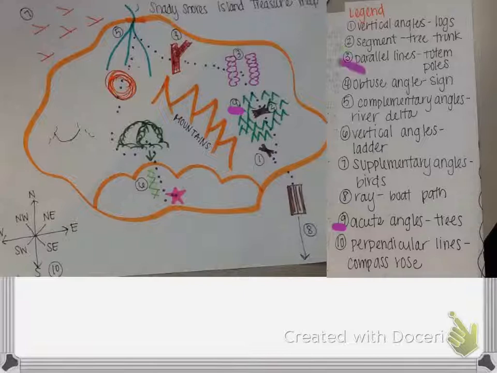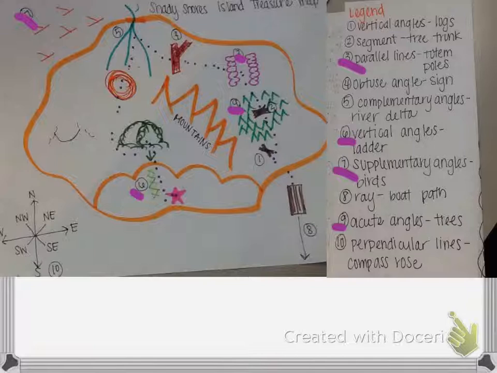Number 3, parallel lines, are my totem poles. Right here on number 3, I have totem poles that look like parallel lines. Number 7, supplementary angles, birds. My birds up here, even though they don't really look like birds, I'm calling them birds. They're my supplementary angles. You can be creative in your drawings, okay? Obviously, they don't look like birds, but make them what you want to make them. My ladder right here, 6, are vertical angles. Ladders don't look like that, but still, just be creative in your drawings when you do it.